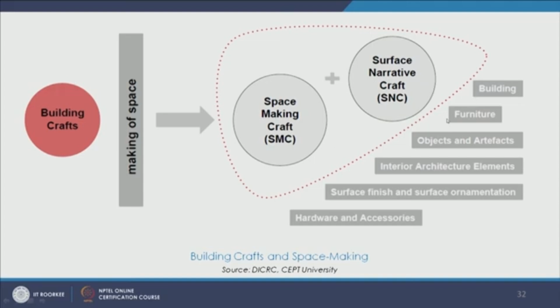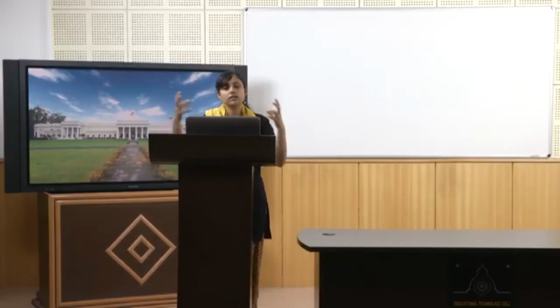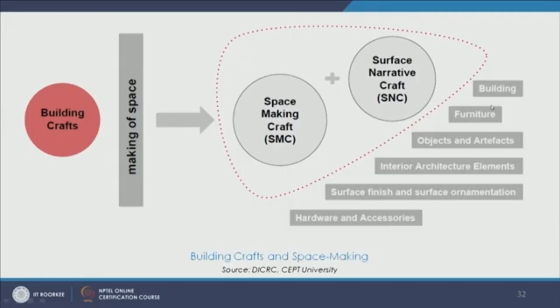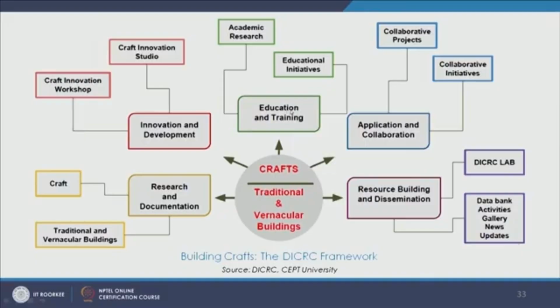And we saw the different elements, right from hardware and accessories to furniture and the entire building, in the overall gamut of these techniques and activities and materials. We saw that at all these different levels and different capacities, these building crafts can contribute to the making of space or enhancing of space, whether it is done structurally or at a surface. We discussed at length what the DICRC framework is, and their center of activities and research is craft, which is seen in traditional and vernacular buildings.